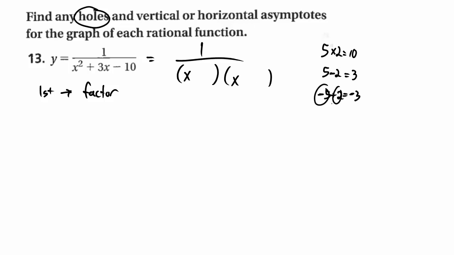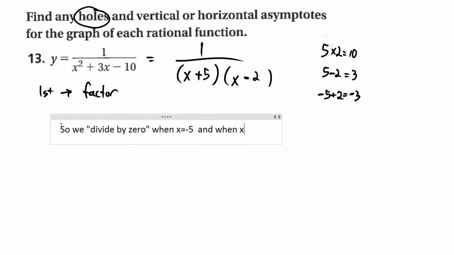I know it's 5 and 2 to get 10. Oh, and 5 and 2 subtract to get 3. But it's a -10, so one of them has to be negative. You could just guess and check those factors, but I know it's got to be a +5 and a -2 because I want to get a +3.